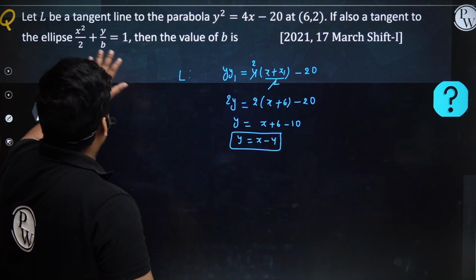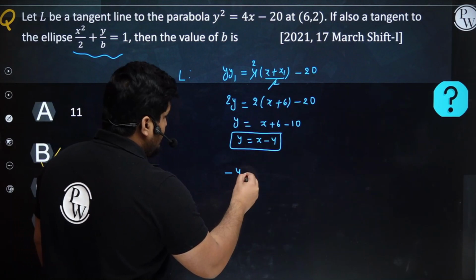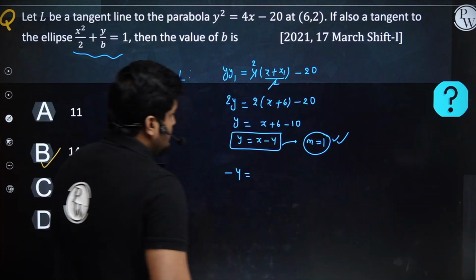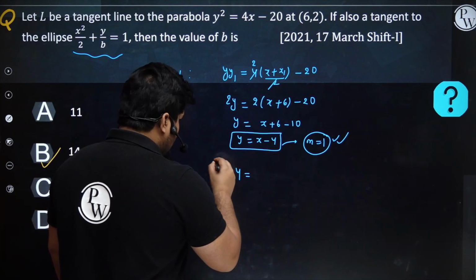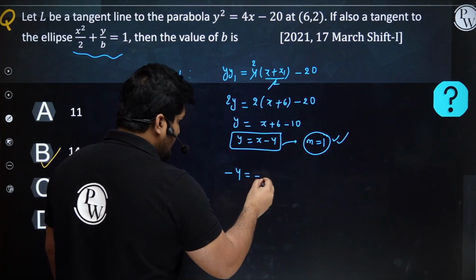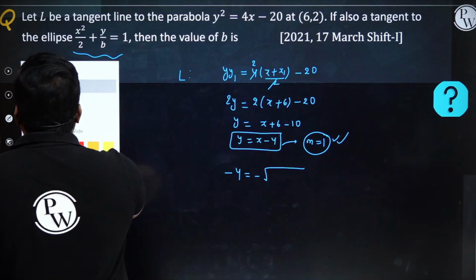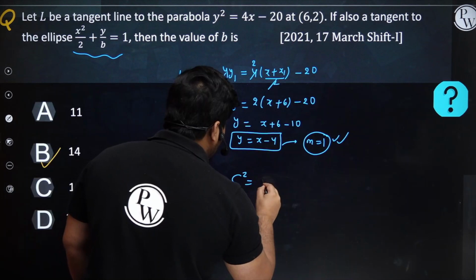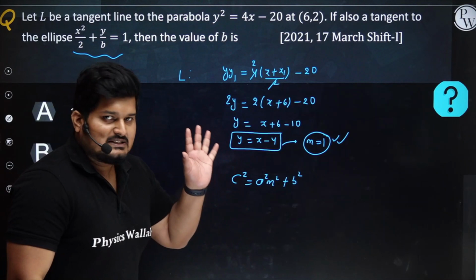Now this is also tangent to this ellipse, then the value of b is equal to, right? So can I say that this minus 4 will be equal to, you can see slope m is 1. So we can use condition of tangency. What is that condition of tangency? If y equal to mx plus c is tangent, then c square will be equal to a square m square plus b square. If y equal to mx plus c is tangent to this ellipse, then c square will be equal to a square m square plus b square.